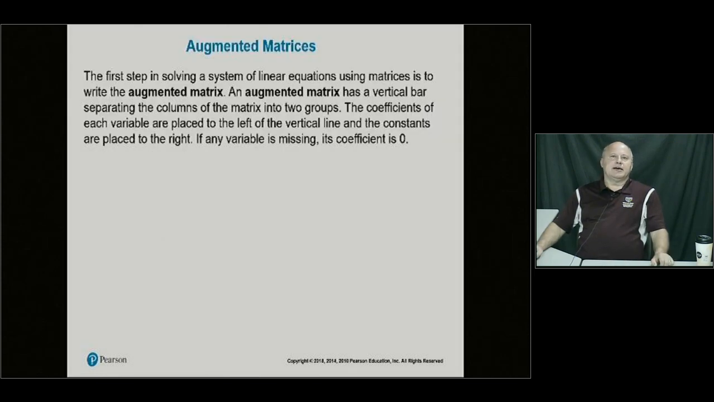Now, the first step in solving a system of linear equations using matrices is to write the augmented matrix. An augmented matrix has a vertical bar separating the columns of the matrix into 2 parts, or 2 groups. The coefficients of each variable are placed to the left of the vertical line, and the constants are placed on the right. If any variable is missing, you place a coefficient of 0 in there. That is what we call an augmented matrix. Of course, it's better just to see a picture of what we're referring to here.